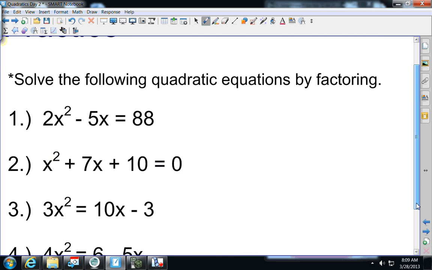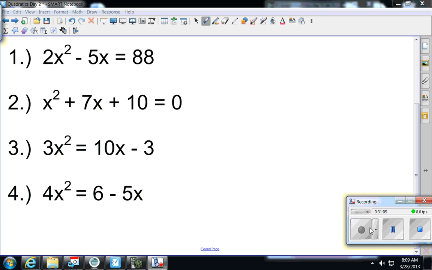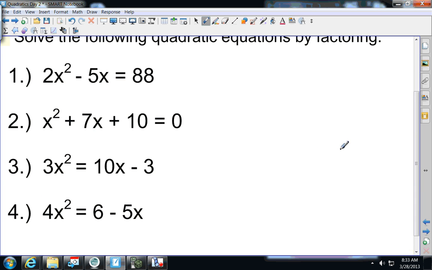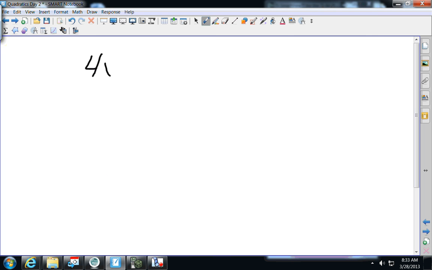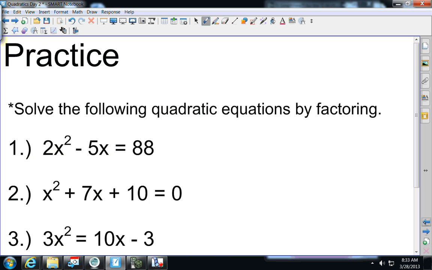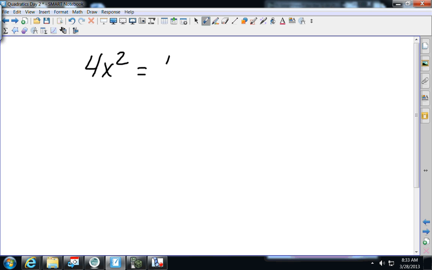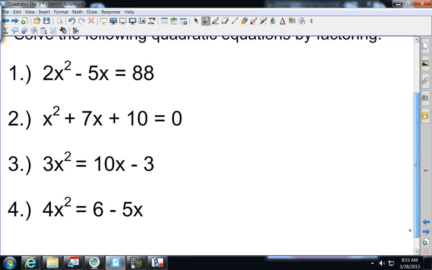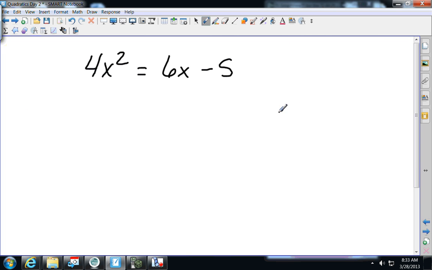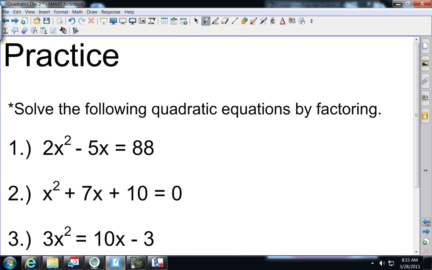Now you want to make sure that you've gone and done number 4. All right, number 4. Let's see here. We've got 4x squared equals 6x minus 5. Oops, I hope I did it right. Oh, nope, it's 6 minus 5x. Well, golly, let's see. 6 minus 5x. Let's see if I finally got that right.